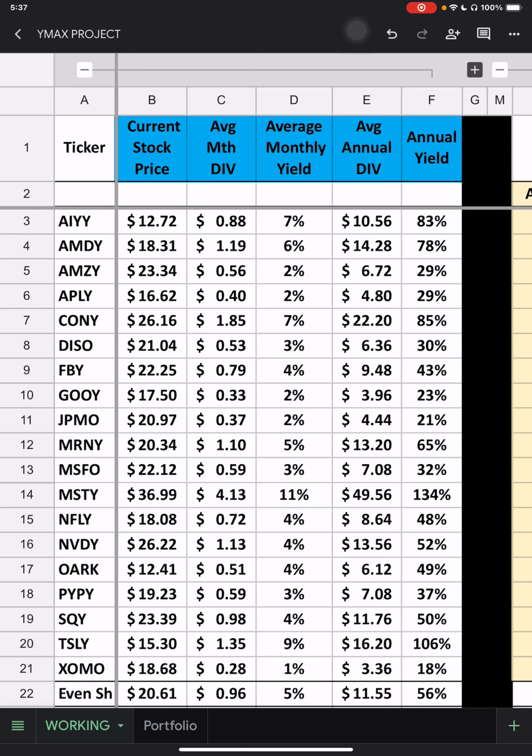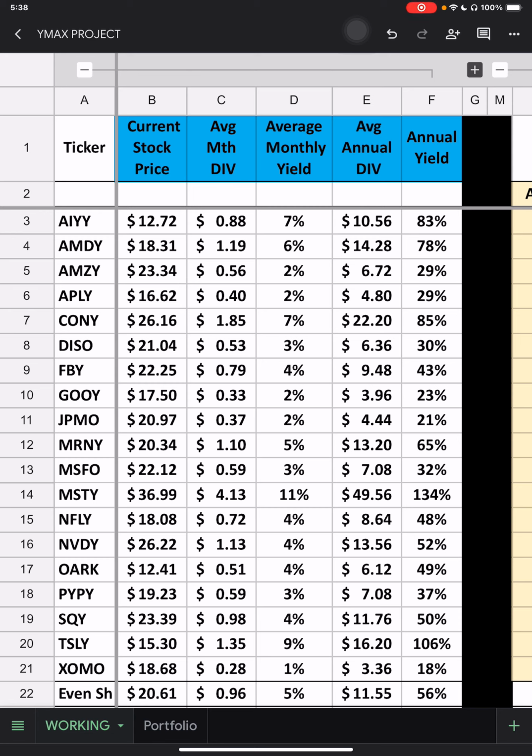Again here, column B is just the current stock price for these, and C just shows their average monthly dividend since inception. So we know some of these have gone up or down. That's the average monthly yield, and then there's also it calculated as an annual amount, annual distribution, and an annual yield. So that's just that data up there.